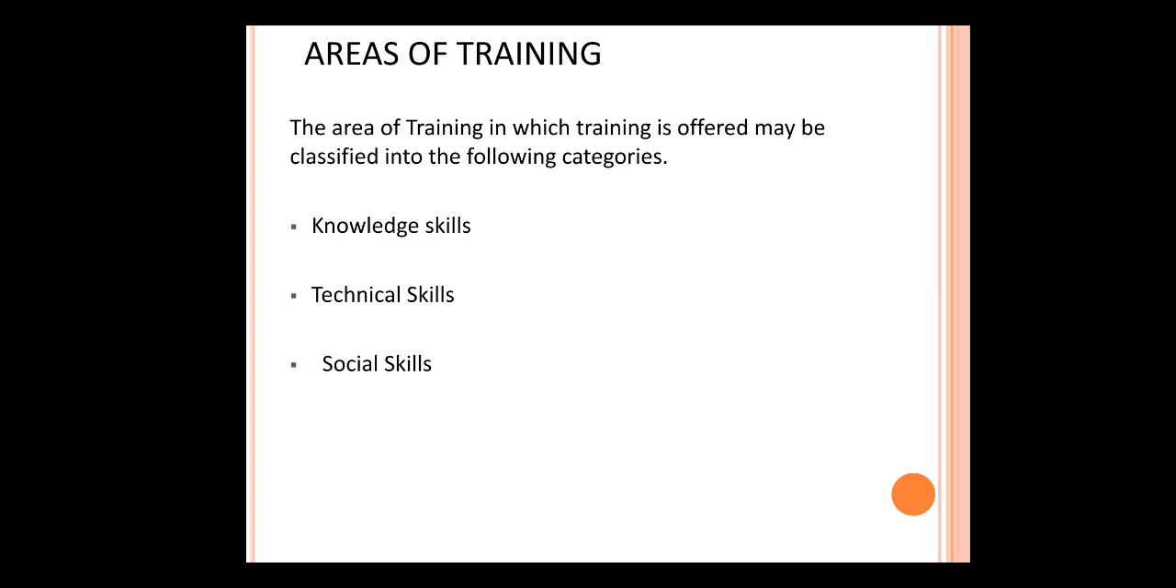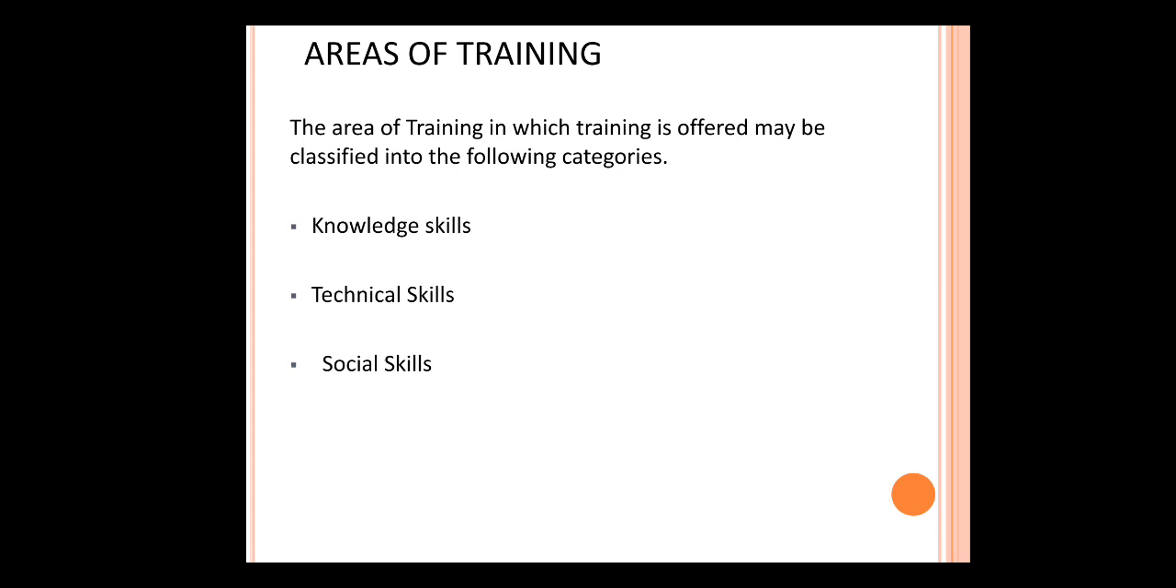And the last is the social skills. The employee is made to learn about himself or others and to develop a right mental attitude towards the job, colleagues, and the company. The principal focus is on teaching the employee how to be a team member and get ahead. These were the areas of training.